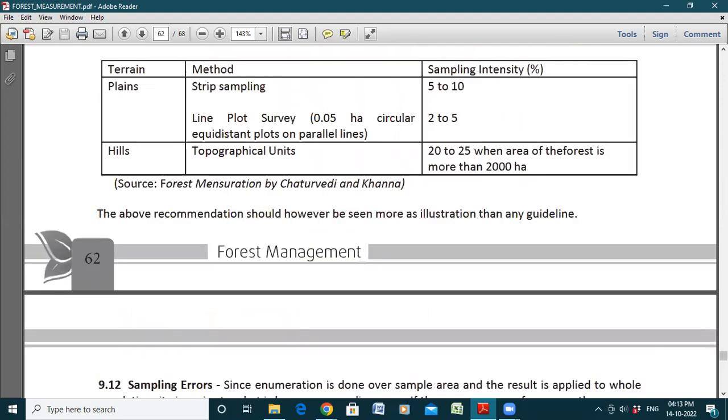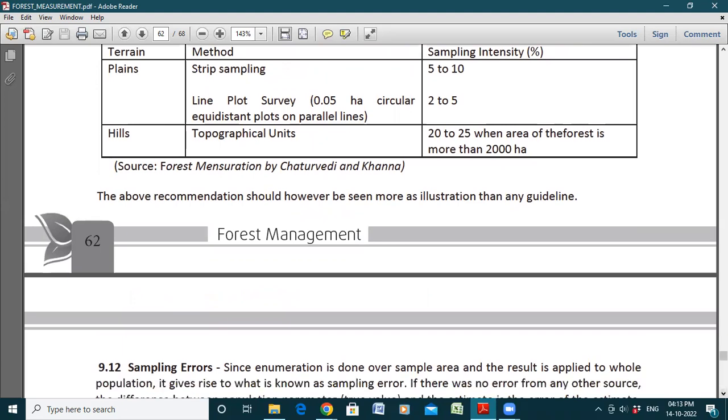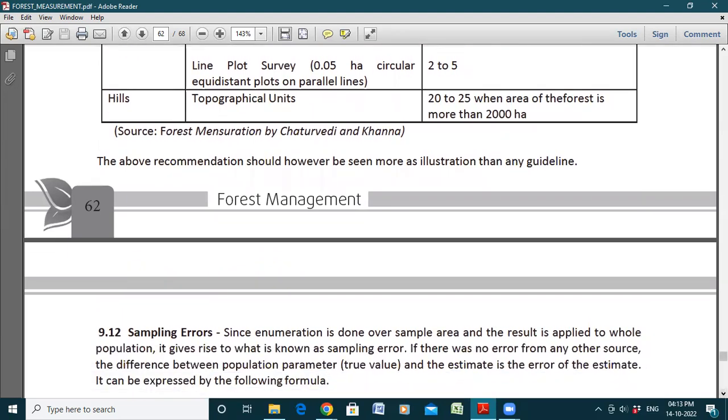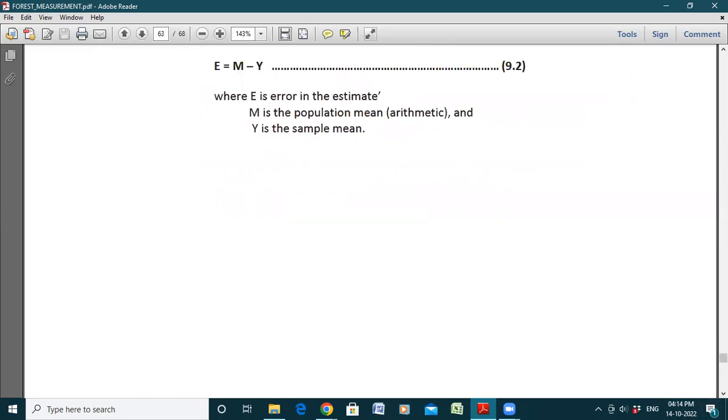Sampling error means what? Some error which is actually generated during the sampling process. Since enumeration is done over the sample area and the result is applied to the whole population, it gives rise to what is known as sampling error. If there is no error from any other source, the difference between the population parameter and the estimate is the error of the estimate. It can be expressed with a formula like E is equal to M minus Y, where E is the error in the estimate, M is the population mean, and Y is the sample mean.